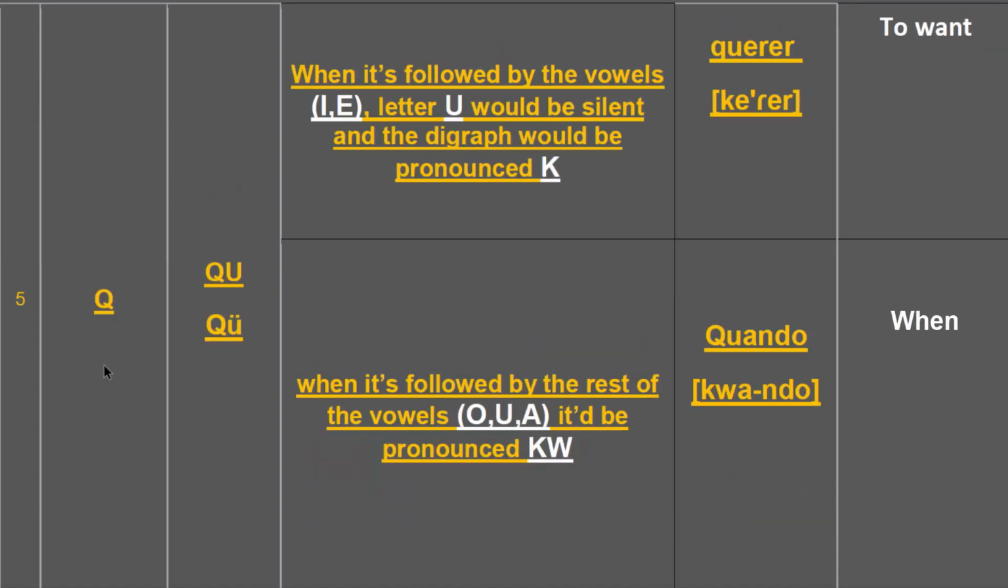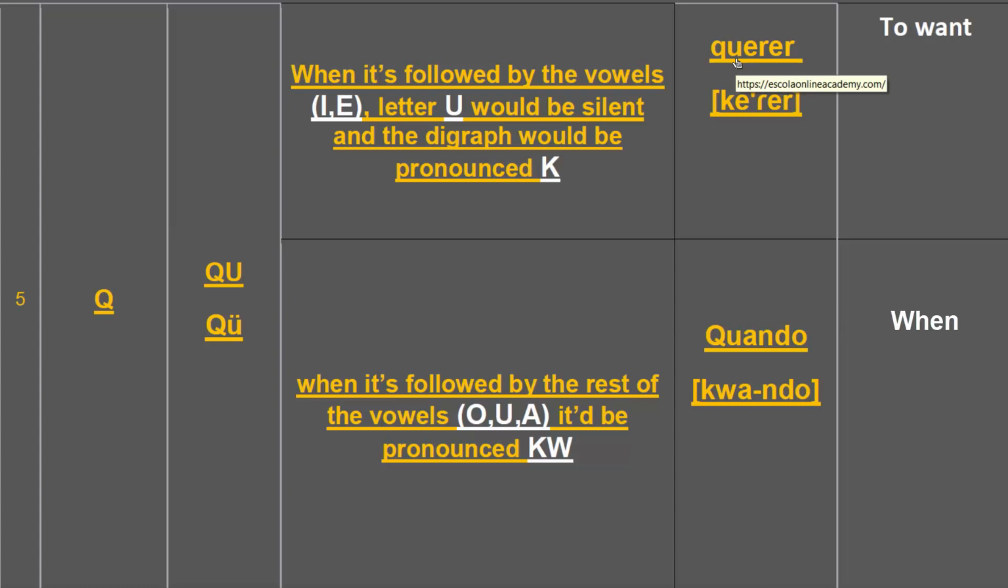Letter Q, or "quê" in Portuguese. We have two digraphs for this letter. First one is QU. When it's followed by the vowels E or I, letter U would be silent, and the digraph would be pronounced K. The example that we have here is the verb to want, which means "querer".